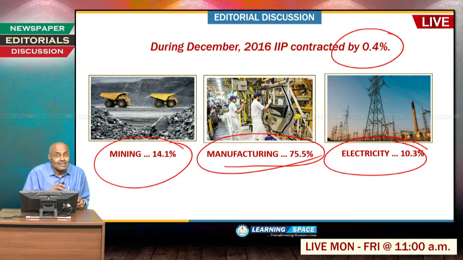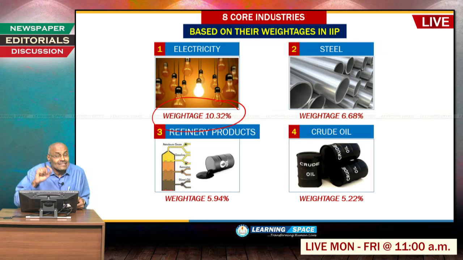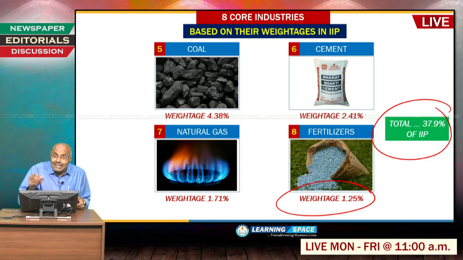Please don't forget, this index of industrial production constitutes manufacturing 75%, electricity 10%, mining 14%. And if you elaborate further, it has got 8 core industries. Out of the 8 core industries, the weightage of electricity is 10.32%, whereas the weightage of fertilizers is 1.25%, and these 8 put together constitute 38% of the index of industrial production.